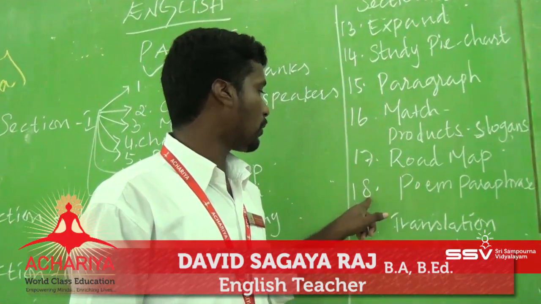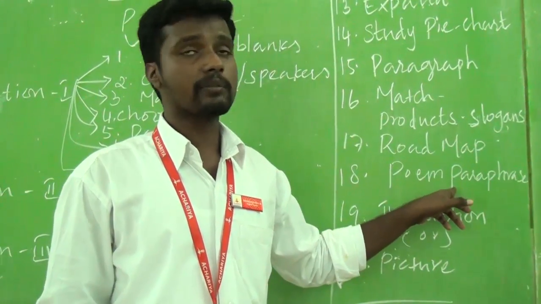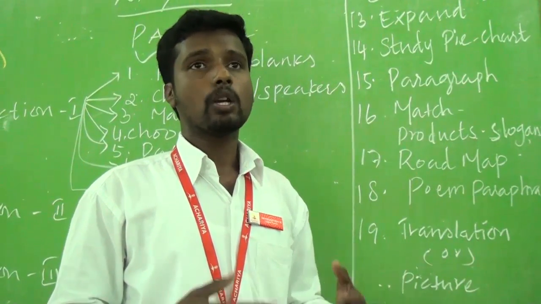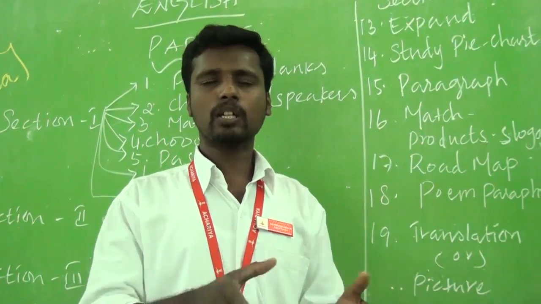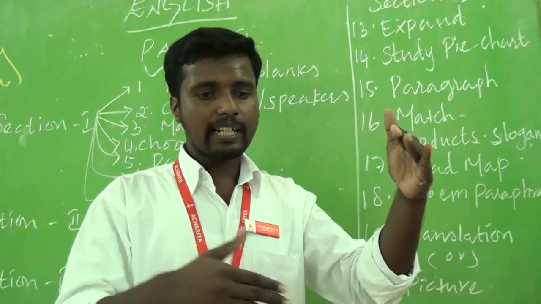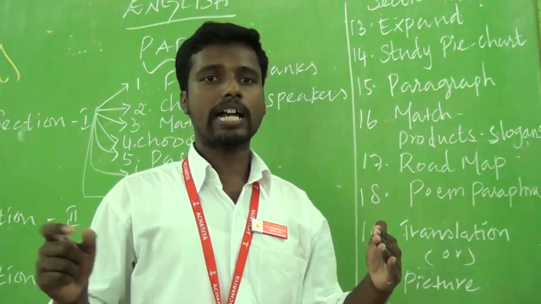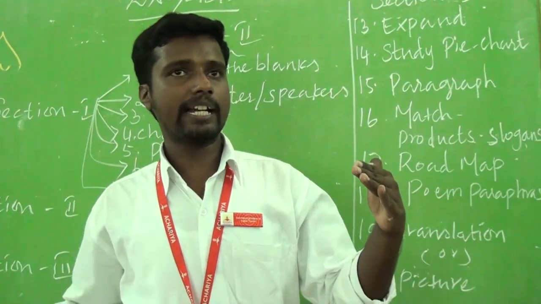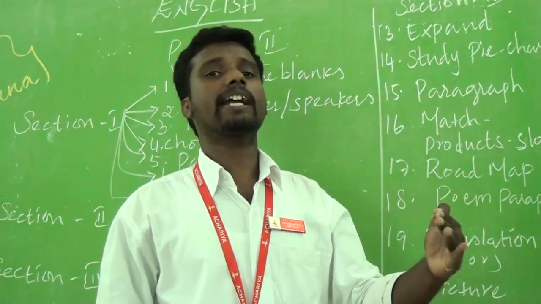Finally, go for question number 18, poem paraphrase. Poem paraphrase is very important. It's very easy. You have to read 1 or 2 times for poem paraphrasing. After that, identify the clue. Maybe it's inside the line. Maybe the first 2 lines are for the first dash, the second 2 lines for the second dash answer, the third 2 lines for the third dash answer. Like that only they can give.